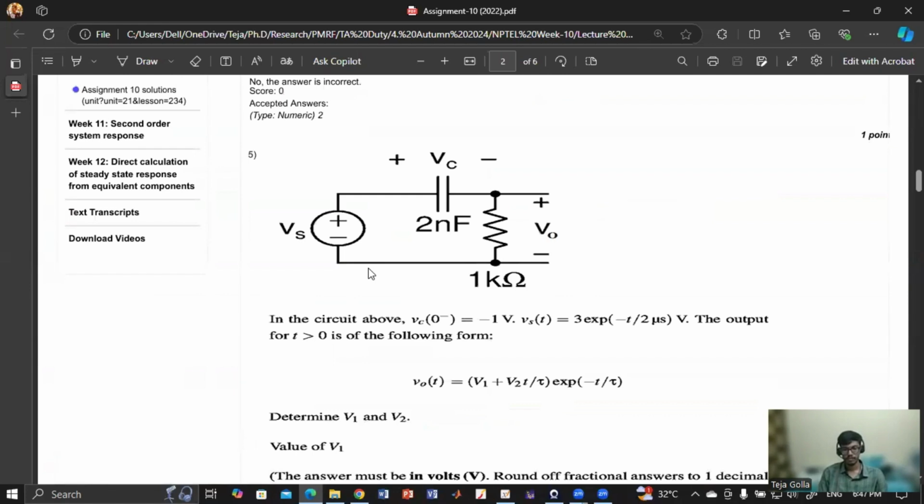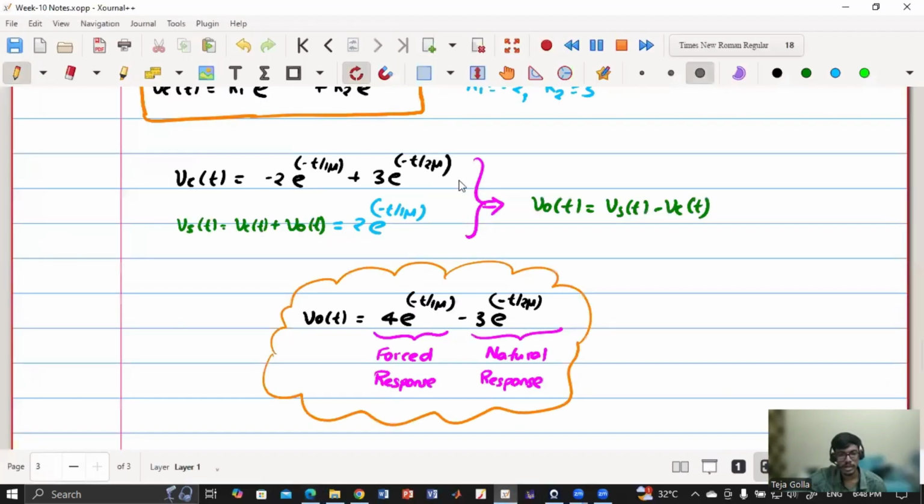Yes, sir. Sir, what about the complex numbers? Sir has used the complex numbers, but I didn't understand how he used it. Okay, okay, I'll come. Sir, how to write the output equation directly?